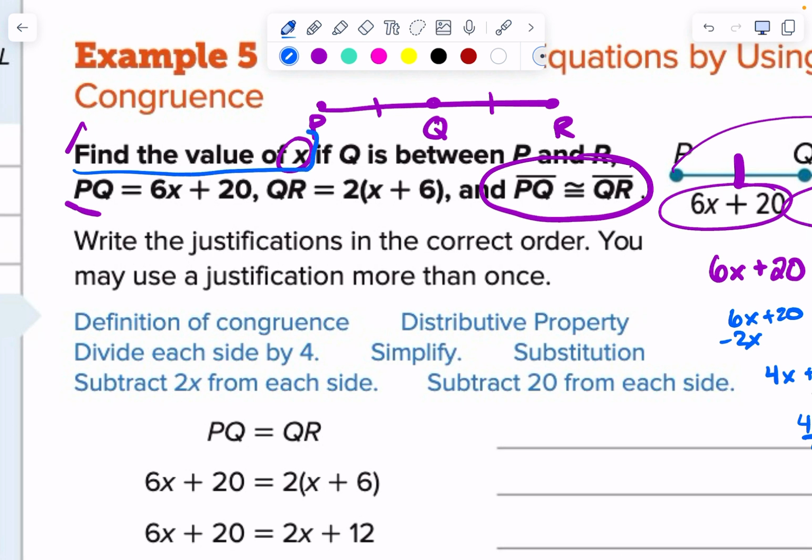Find the value of x. If blah, blah, blah. Do we have to sub back in and find anything else? Nope. This one, I just have to solve for x and that's all, right?